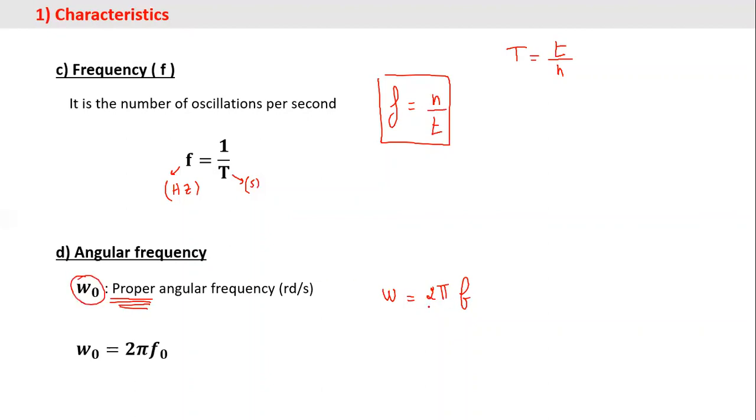So here 2 pi is in radian, and this is in hertz, which is 1 per second. So we'll have that the angular frequency is in radian per second.